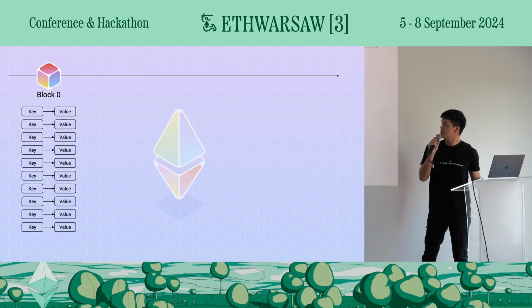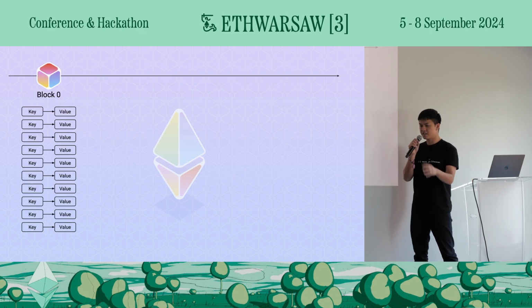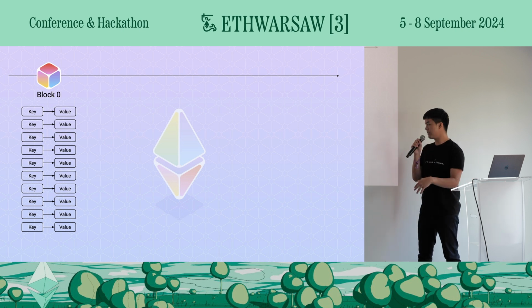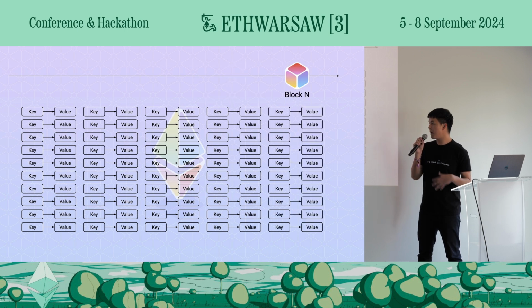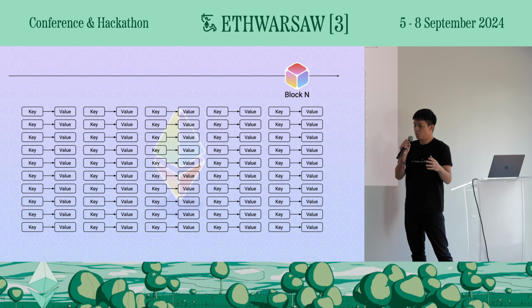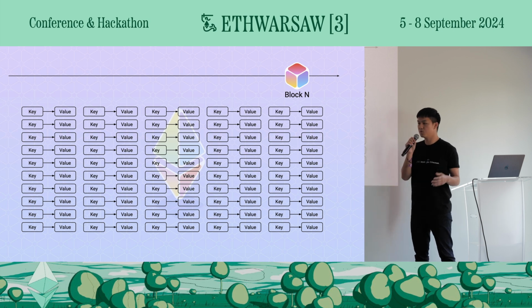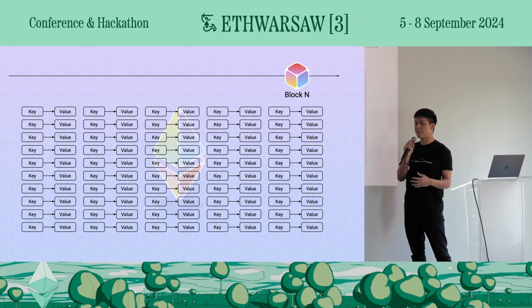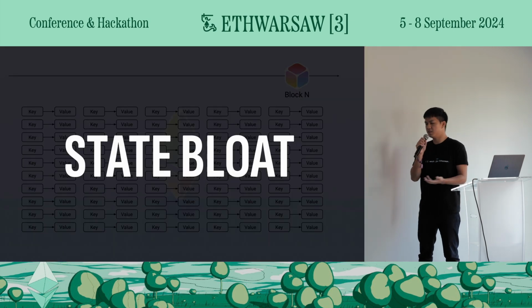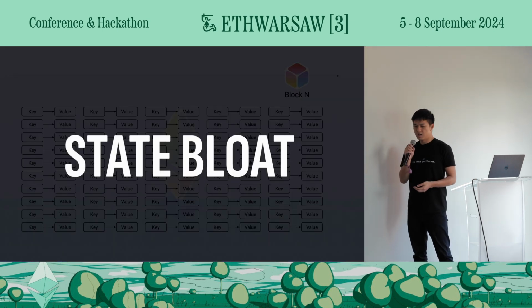Yep. So when Ethereum started with the Genesis block 0, it had a set of key value pairs. As time goes on, even now when we are talking, the number of key value pairs just increases. And right now, I think Ethereum has about 1.2 billion to 1.5 billion key value pairs, which is still going to increase in the next few years. And this phenomenon of state continuing to increase and the number of key value pairs increasing is known as the state bloat issue or the state growth issue.